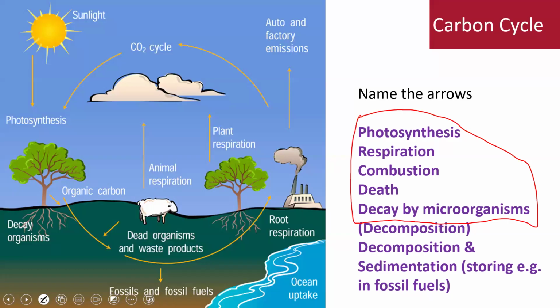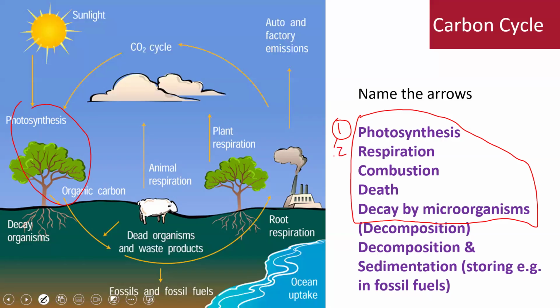Often what they'll do is draw one and ask you to label it, or they'll draw something and ask you to explain how the carbon cycle functions, how it works. So the carbon cycle is all about photosynthesis. You can see over on the left-hand side there's a tree photosynthesizing and it's taking carbon dioxide out of the atmosphere.